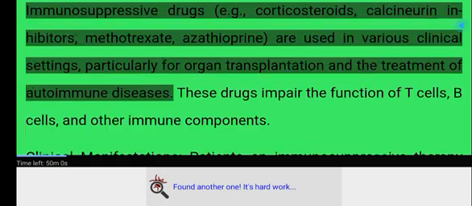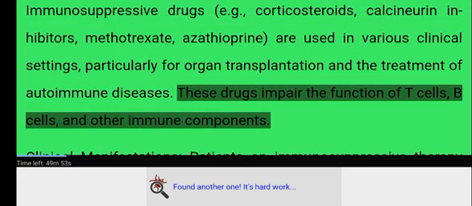Immunosuppressive therapy-induced immunodeficiency. Immunosuppressive drugs, e.g., corticosteroids, calcineurin inhibitors, methotrexate, azathioprine, are used in various clinical settings, particularly for organ transplantation and the treatment of autoimmune diseases. These drugs impair the function of T cells, B cells, and other immune components.